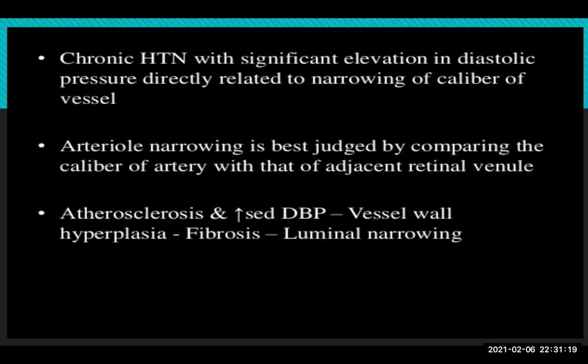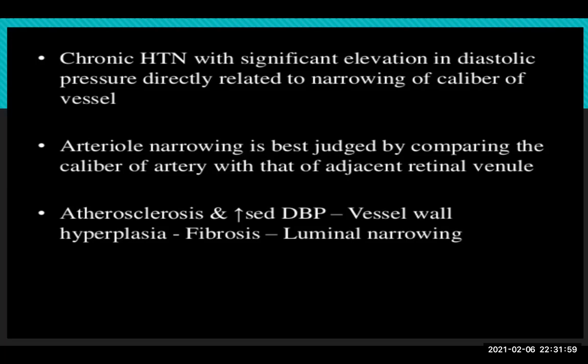Chronic hypertension with significant elevation in diastolic pressure is directly related to narrowing of the caliber of the blood vessel, because it yields a resistance against the circulation. So the diastolic pressure is related to the resistance and to the narrowing of the caliber of the blood vessels. Arterial narrowing is judged by comparing the caliber of the artery with that of the adjacent retinal venule, as I told you with the previous photo.